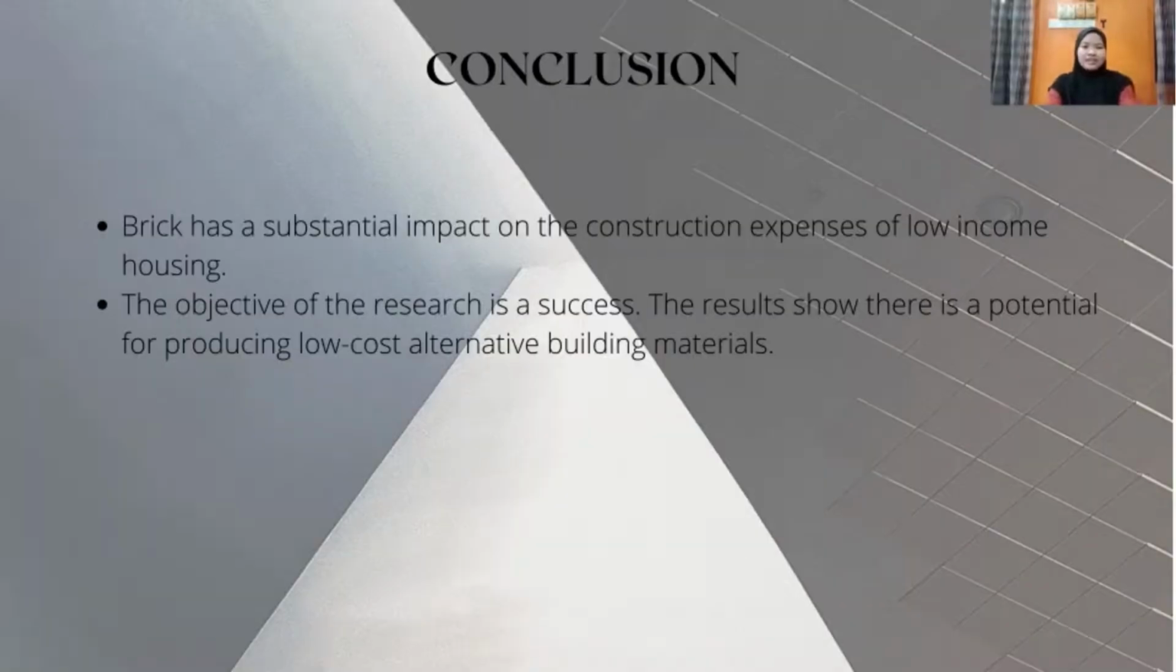And then lastly, brick is one of the most used building materials and it has a substantial impact on the construction expenses of low-income housing. Paper bricks, which are made from paper, Portland cement, and polyethylene terephthalate bottles, are abundant in urban areas with a high level of construction activities. The objective of this research is to come up with a cost-effective alternative to conventional building material. The experimental results show that the objective of this research is a success, because there is a high potential for producing low-cost alternative building materials, especially bricks.